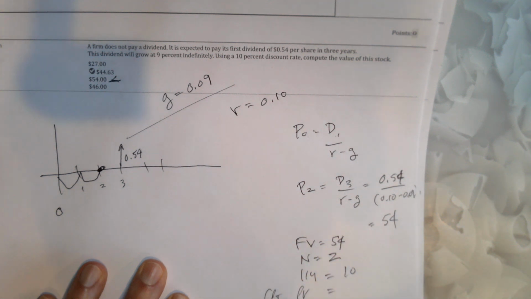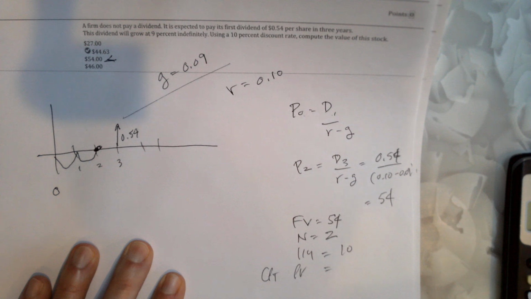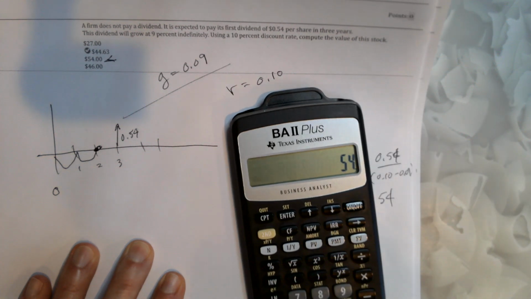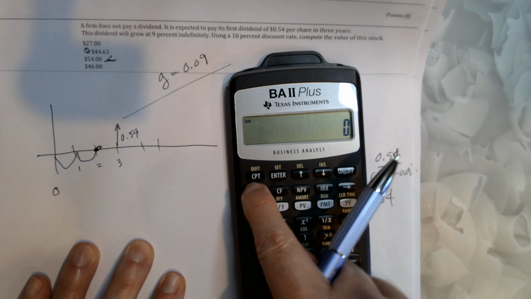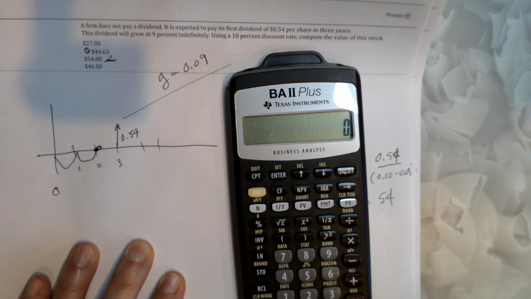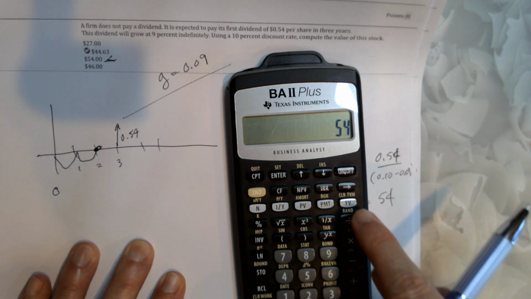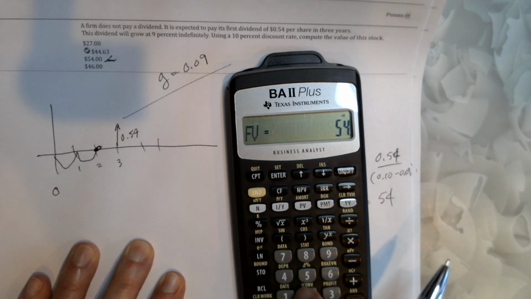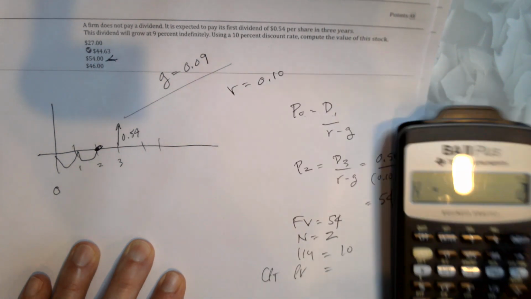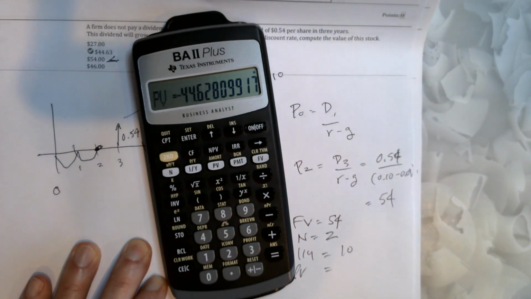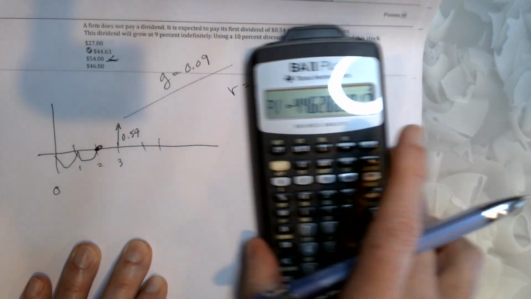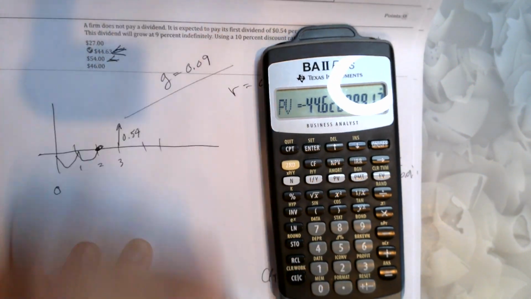Now this is where it's extraordinarily important for you to clear out your calculator because we have PMT in there from earlier. If I don't clear my TVM, that PMT is going to be hanging out there waiting to give me a bad answer. So here's what I'm going to do. I'm going to say second future value, clear out my time value of money keys. And I'm going to put in 54 for the future value, 2 for n, and 10 for I per y. And then I'm going to compute present value. And when I do, I get $44.63, which is the actual correct answer.